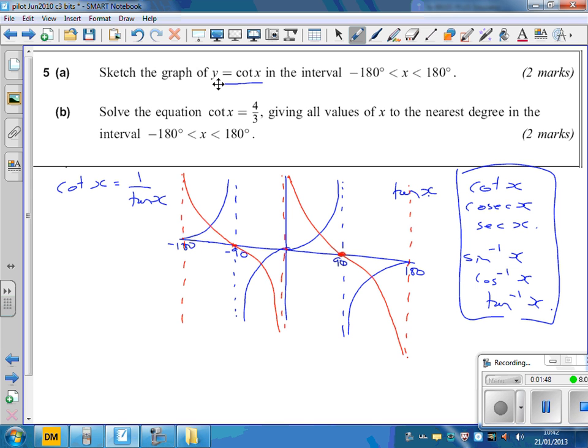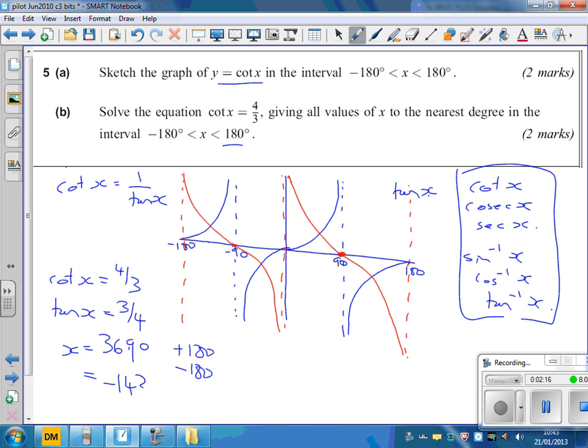If this was my exam, I'd now draw this nice and clearly so that I can see that I've got my tan graph sorted. Now it just asks us cot x equals 4 over 3. Flip it upside down, gives you tan x equals 3/4. And if you do the inverse tan of that, it gives you 36.9 degrees. How do you get the second answer on a tan? Well, you add or take 180 to try and see what you get. Adding 180 takes us out of the range, though. So taking away 180 gives us minus 143.1 degrees.